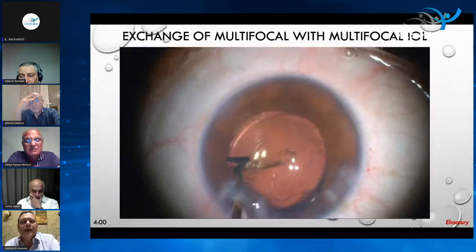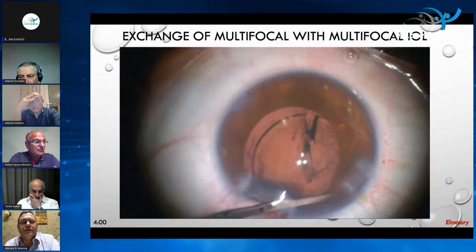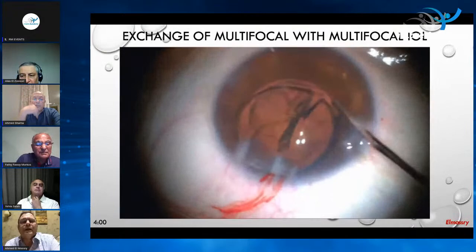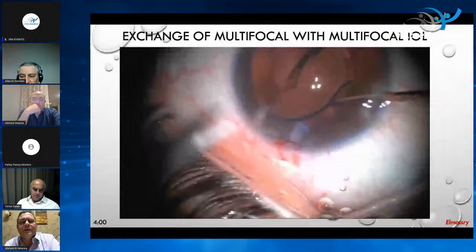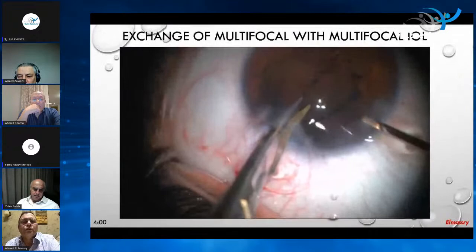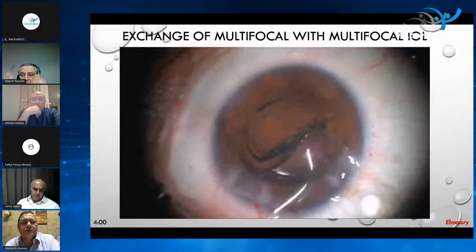I divided half of it and then rotated it and got the other half, again putting more and more viscoelastic to protect the cornea and the endothelium, because definitely these cases will have endothelial cell loss more than usual, because you are manipulating too much. So again, specular microscopy before the surgery is important to know your starting point.